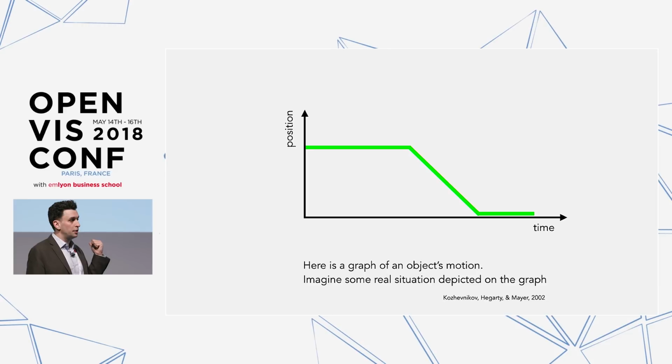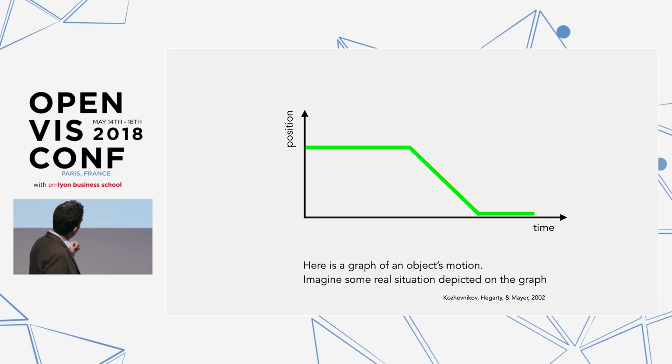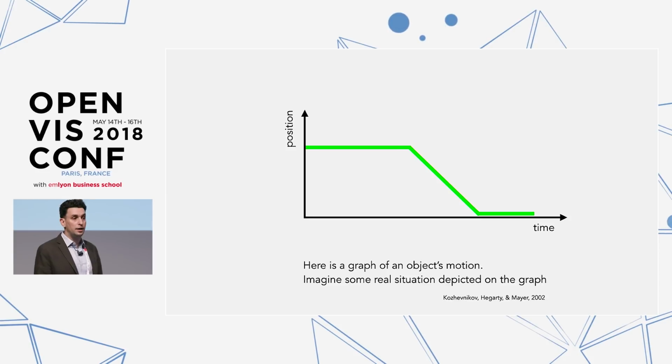data. This is a problem from the graph comprehension literature that's given to high school or college students. And you'll notice that the y-axis is position and the x-axis is time. And you can ask the student, here's a graph of an object's motion. Can you give me some example in the real world of an object that would create the data on this graph? And I'll give you a moment to think in your own head what you would say. I won't call on anybody.